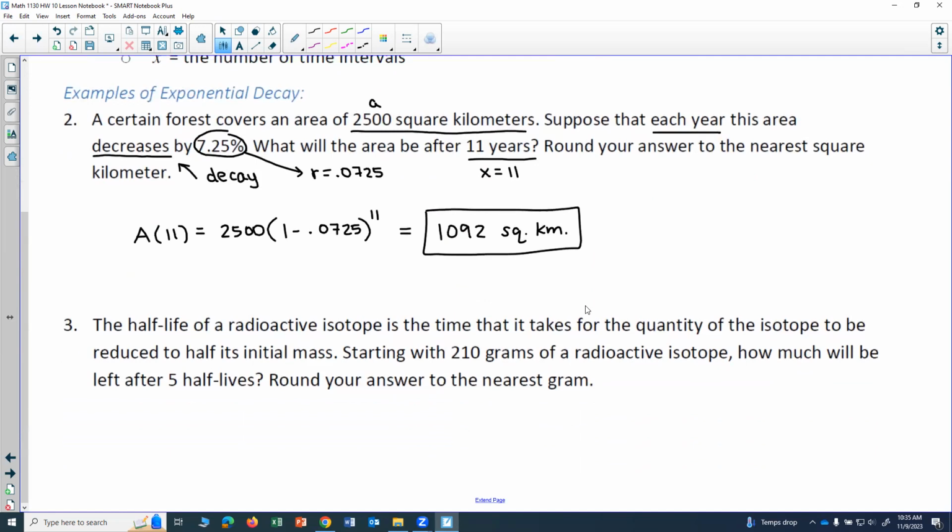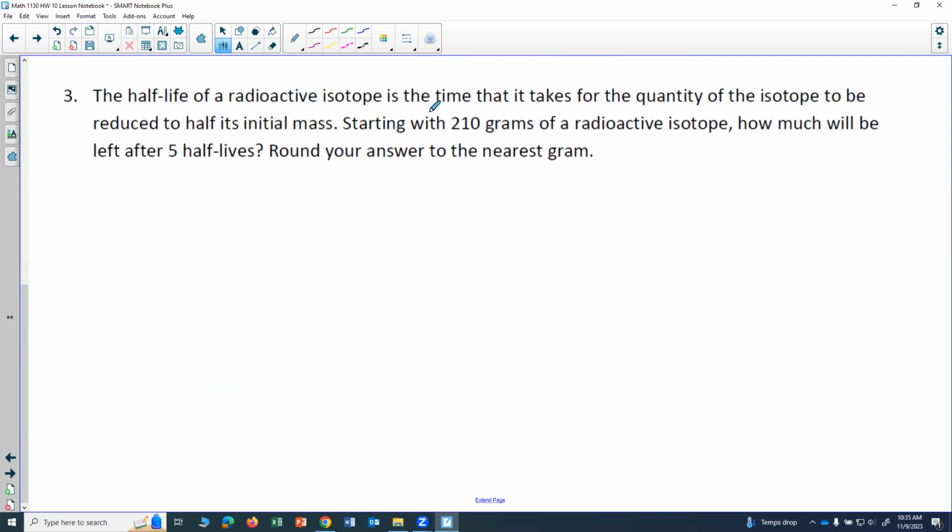All right, let's look at one more example. The half-life of a radioactive isotope is the time that it takes for the quantity of the isotope to be reduced to half its initial mass. Starting with 210 grams of a radioactive isotope. So let me identify that. 210 grams tells me that my initial amount is 210. How much will be left after 5 half-lives? Round your answer to the nearest gram.